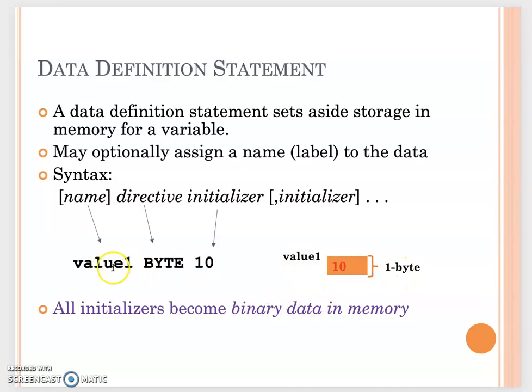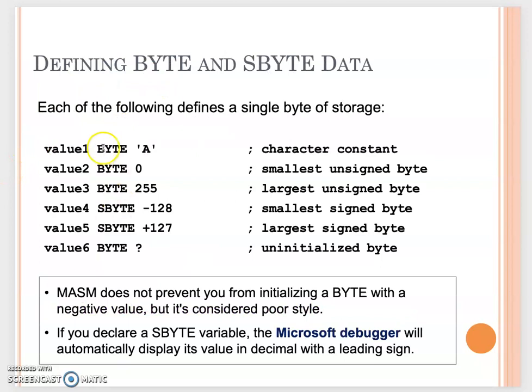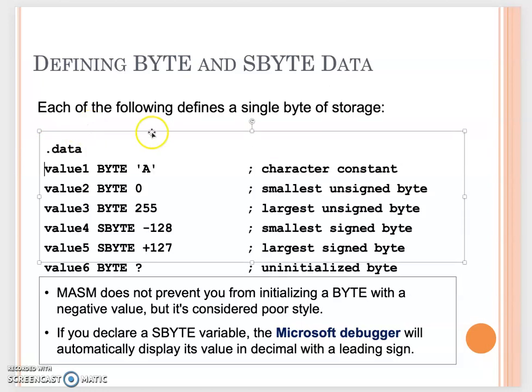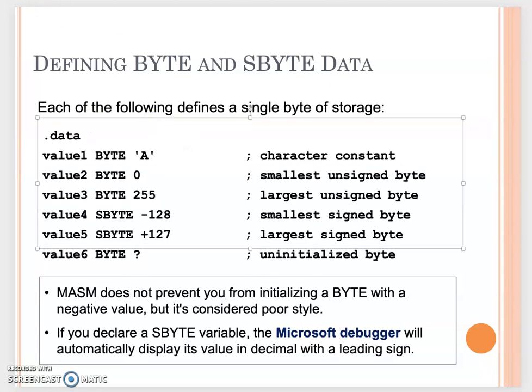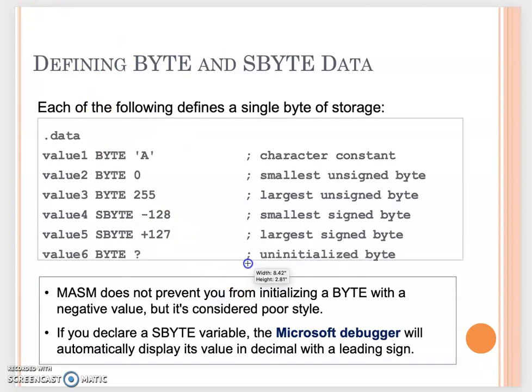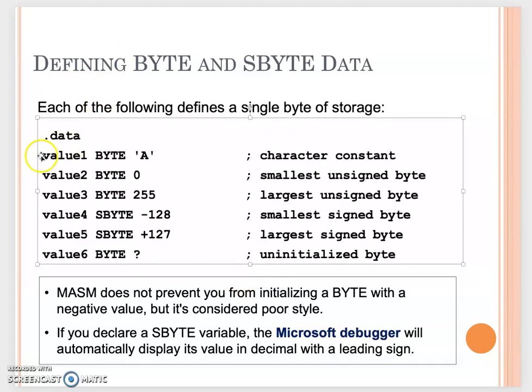So you define value 1, then byte. They start from this location, reserve 1 byte, then put the 10 in here. Of course, that's one example. You can continue to have more data definitions. Let me write it down. Before you start doing that, you will have the .data. Those data declarations are under the data block.